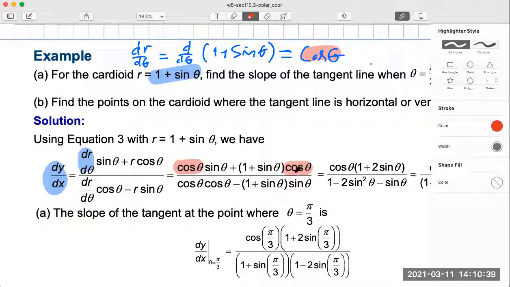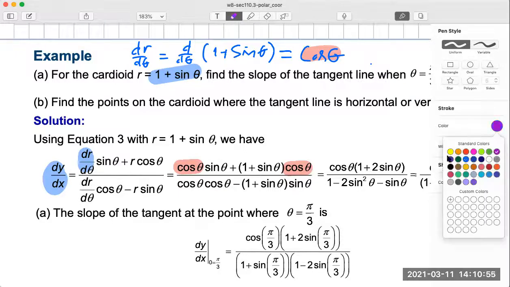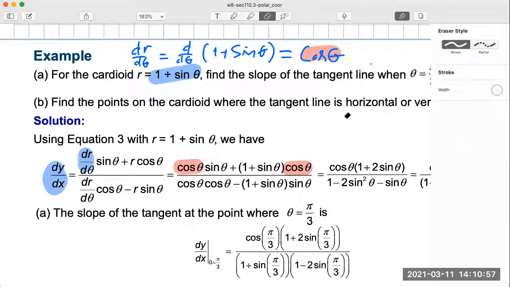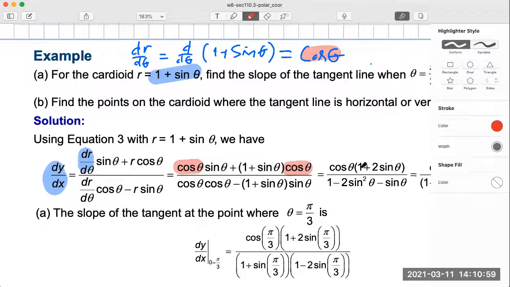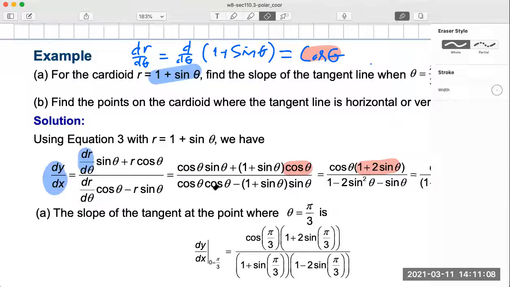Yes, it means we can factor it out, right? If we factor this out, what is left inside? Yes, sine theta plus 1 plus another sine of theta, which means we have 1 plus 2 sine theta here. Okay, is it clear in the numerator? In the denominator, this is cosine times cosine.